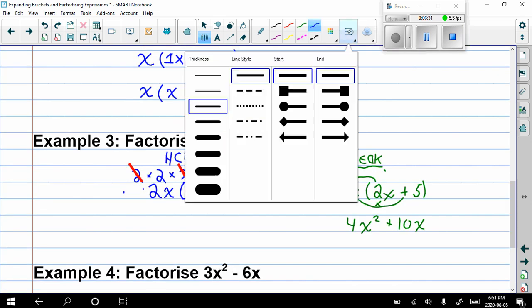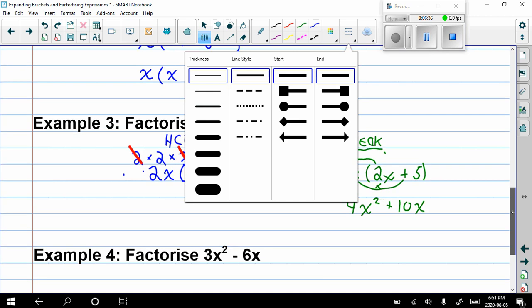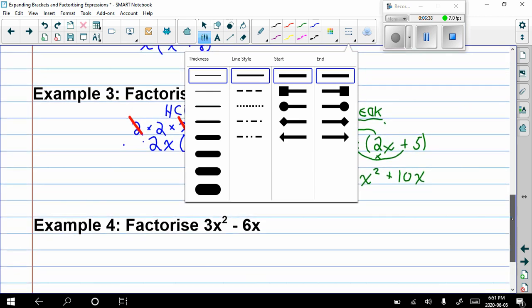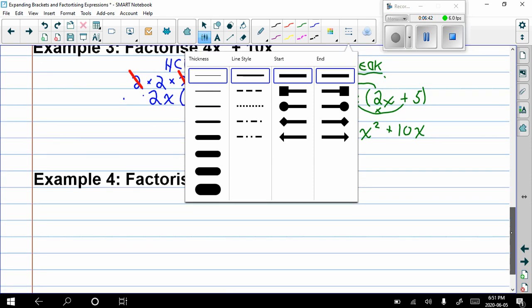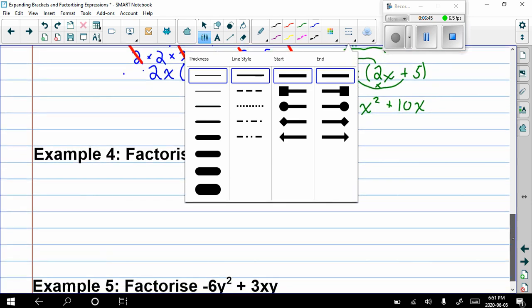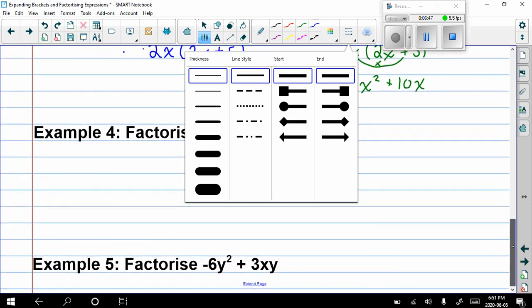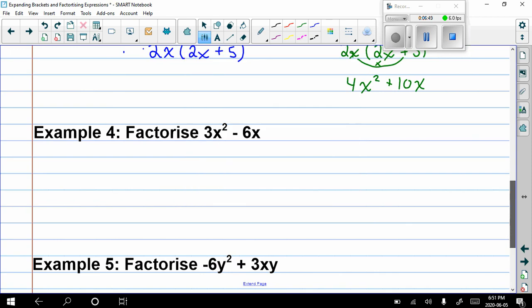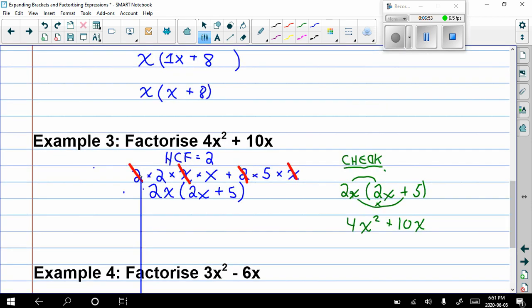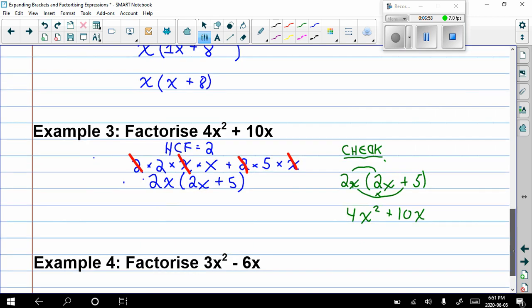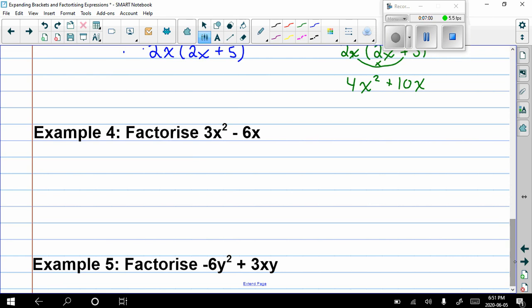So example 4, we have 3x squared minus 6x. Once the program decides to catch up. Okay, 3x squared. Sorry about that. We have 3x squared and negative 6x.